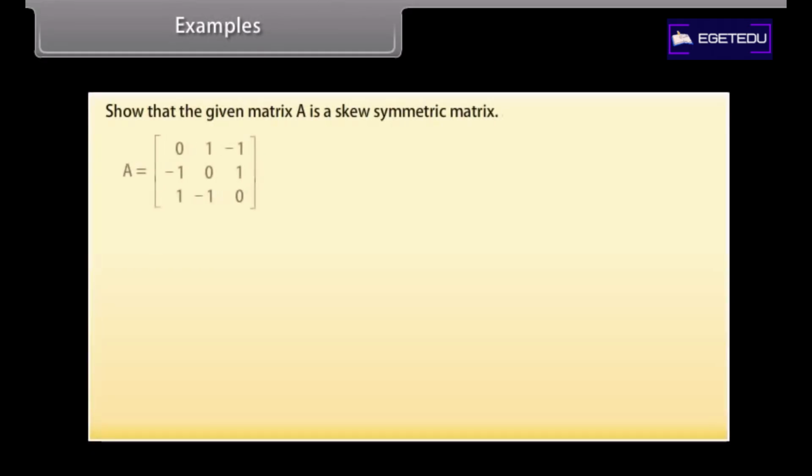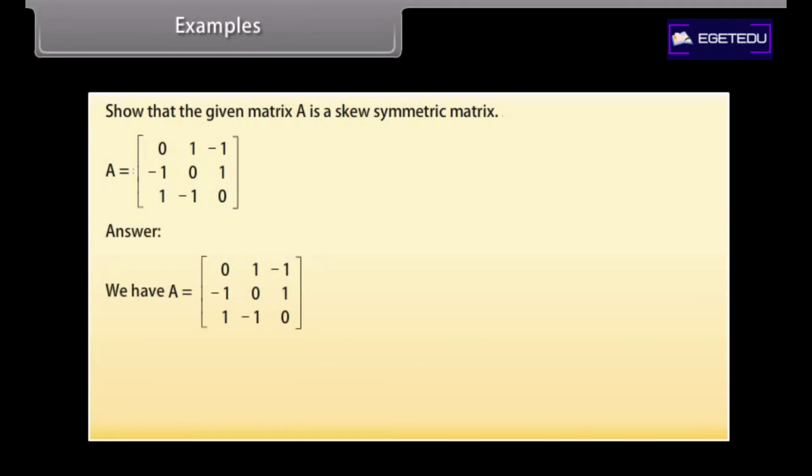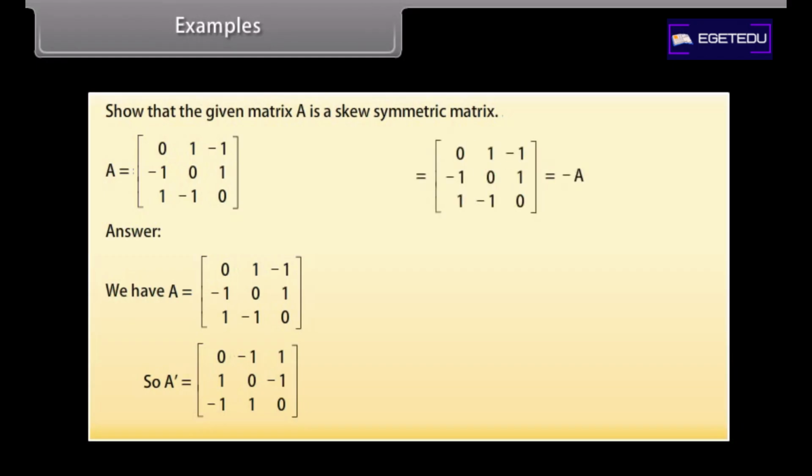Examples. Show that the given matrix A is a skew symmetric matrix. We have been given A, so A transpose is the matrix with first row 0, minus 1, 1, second row 1, 0, minus 1, third row minus 1, 1, 0. We can see that this is equal to minus A. Therefore, A dash is equal to minus A. Hence, A is a skew symmetric matrix.